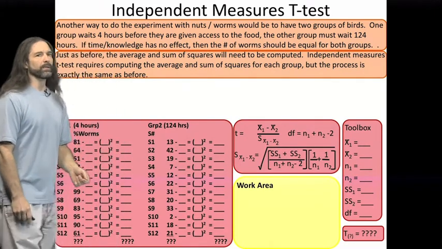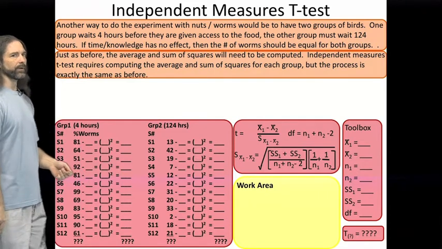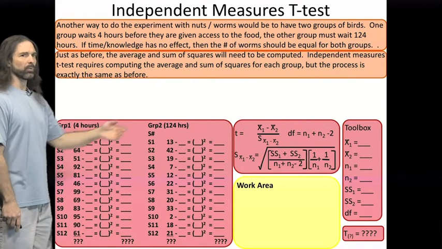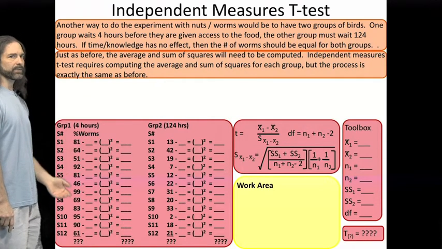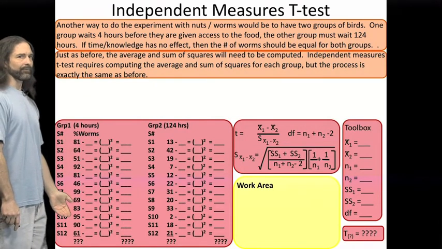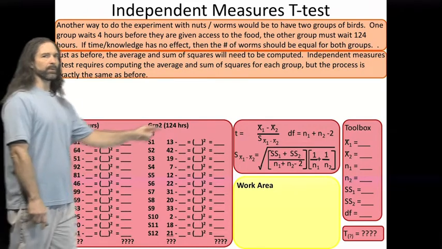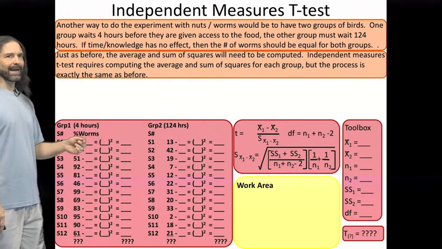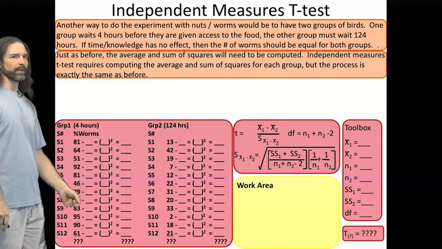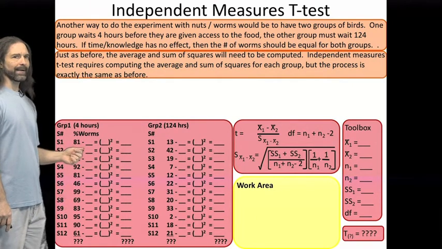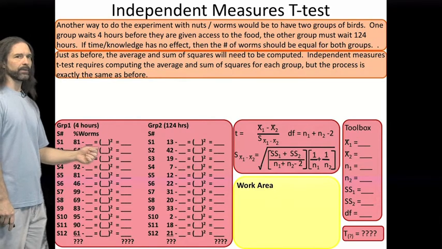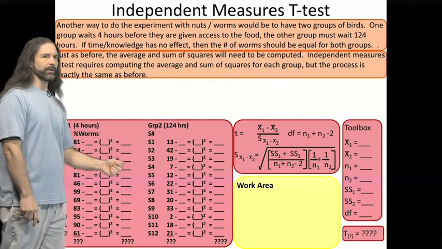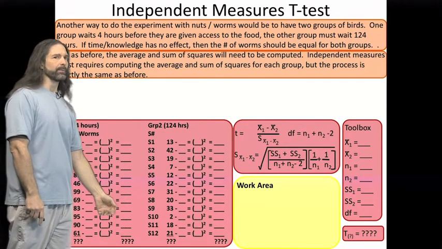So what do I need to do? I need to do computations very much like I did before. My formula is calling for the average of group 1. I need to add these together and get the average so that I can then compute the sum of squares for group 1. So once I have the average, that will go in all of these blanks here. So I'll subtract 81 minus the average. Then once I have that value, I need to square it. So then once I have the squared values, I add them together, and that's going to be my sum of squares for group 1.